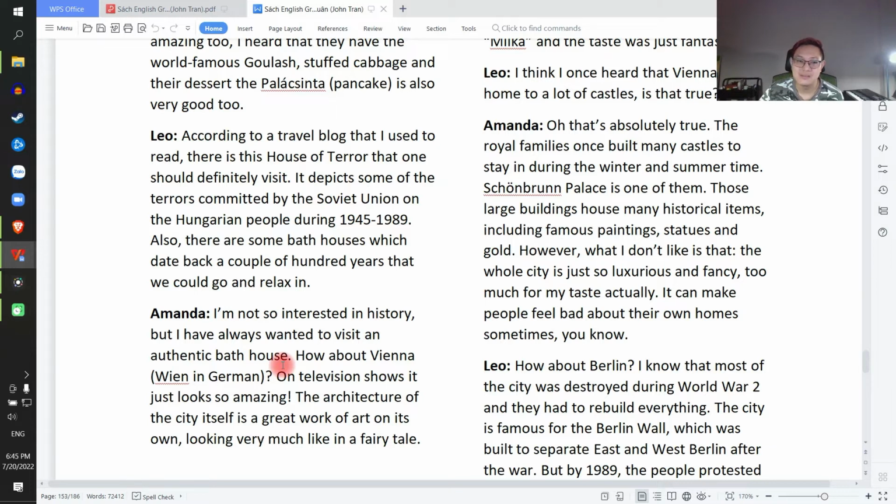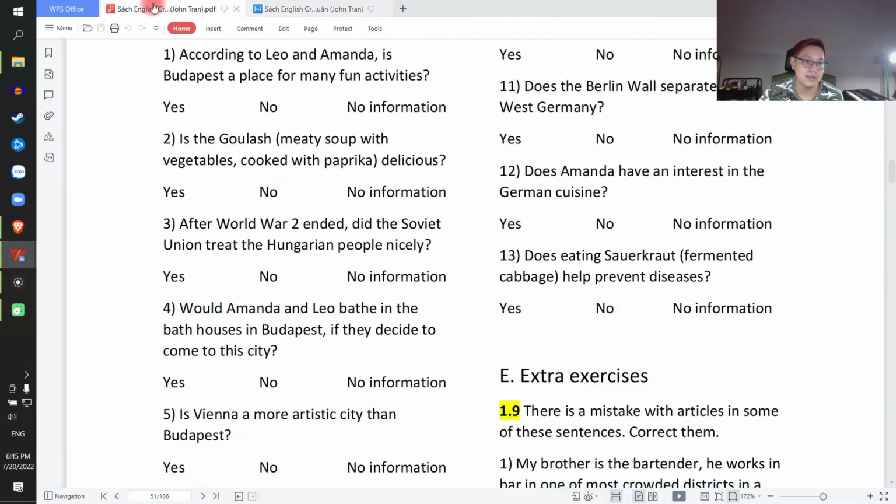What else? Cái logic nó là cái gì? Leo nói là có một số bathhouse, ảnh đề xuất chỗ này. Và Amanda cũng nói là tôi luôn muốn viếng thăm một nhà tắm cổ điển thực sự. Thì đương nhiên cả hai người này đều muốn đến chỗ đó. Mà đến đó làm gì? Đến nhà tắm thì đương nhiên để tắm, chứ chẳng để làm gì khác cả. Okay, so that's why number 4, of course, is a yes.